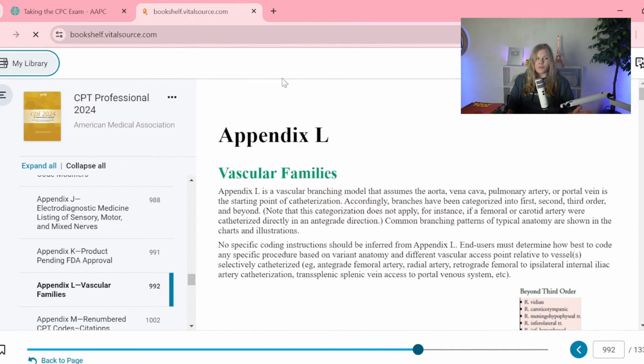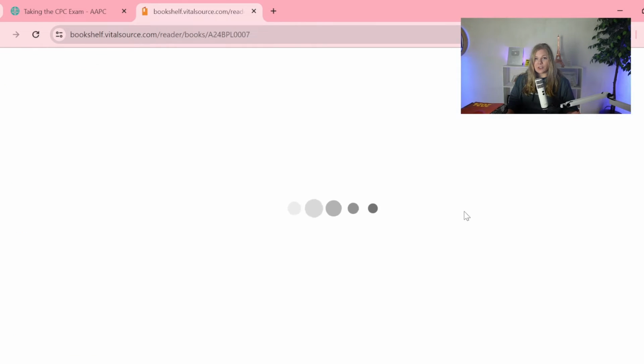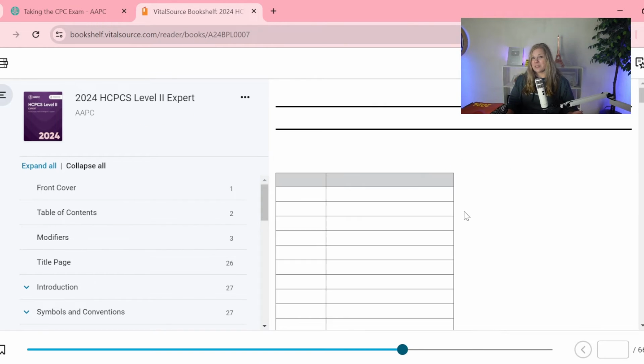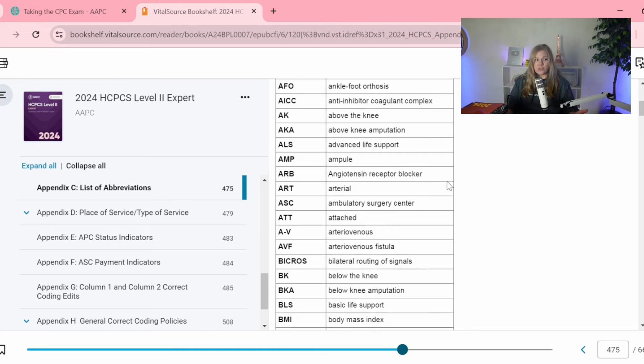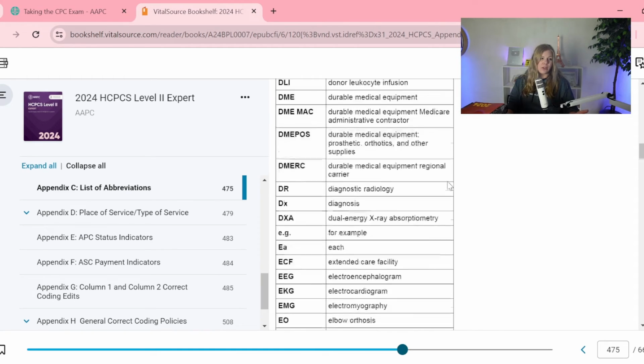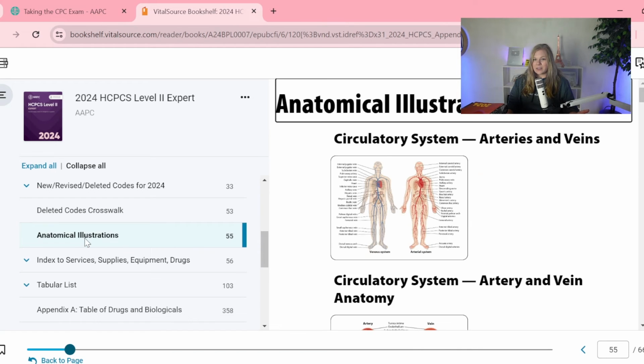And then what about our often forgotten HCPCS book? Again, I have the AAPC edition. If you have a different edition, there may not be any illustrations. And sometimes the cheaper the editions, the fewer bonuses they have. So here in Appendix C, we do have a list of abbreviations. So if you forget what some of them are, you can reference them in your HCPCS book. And this one also has the anatomical illustrations, but they're essentially the same ones that are in the AAPC ICD-10-CM edition.